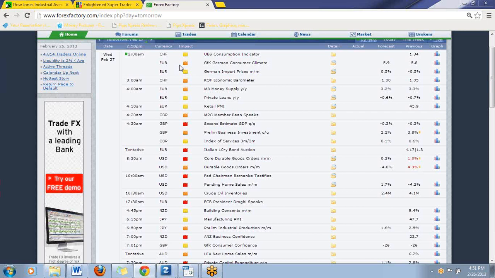depending on what the group will dictate, right? And then at 4:30, we have the second estimate of GDP. We have the Italian 10-year bond, core durable goods. We see Bernanke is going to talk tomorrow, pending home sales, and ECB President Draghi is going to talk. So there is going to be a lot of news tomorrow. Meaning that if we have a trade, we cannot put our stops very, very tight because of the volatility it can bring.